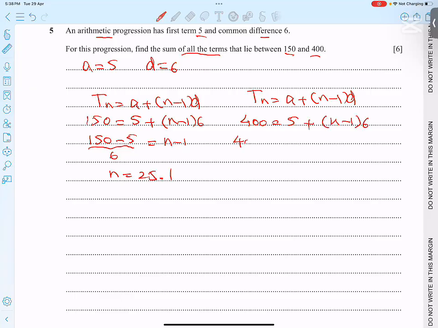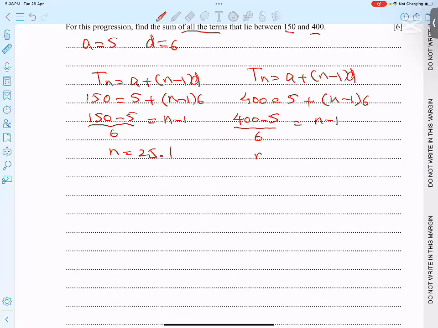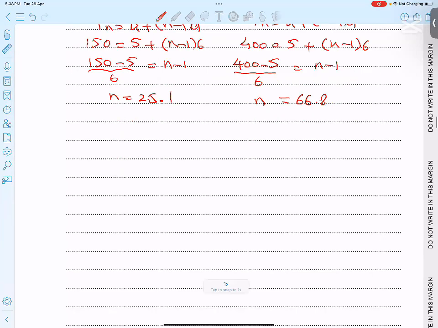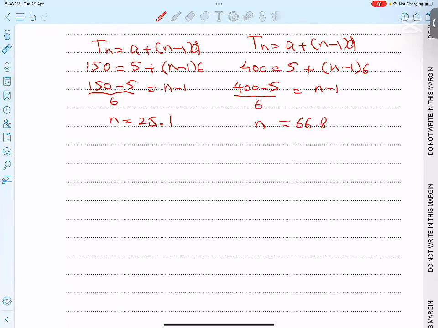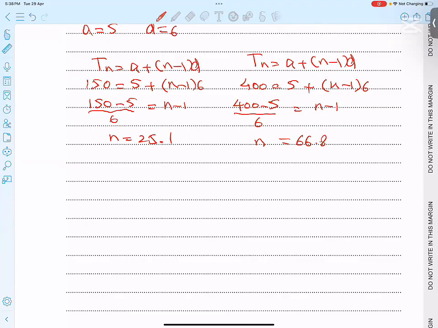And when I plug in 400 here, first term is 5 and common difference is 6. So 400 minus 5 over 6, n minus 1. And after calculating and adding 1, the n value turns out to be 66.8. But you know, students, this is not okay, because just for your testing, I can show you this. There are two possibilities, 25.1 and 26. So 25 and 26, I test both numbers one by one.